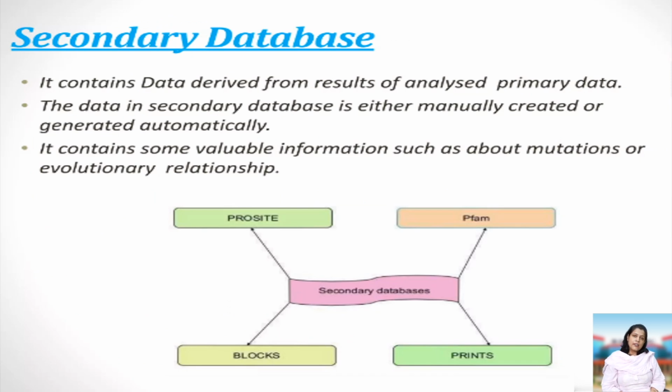Secondary database contains data derived from the result of analyzing the primary data. When we work on primary data, we analyze it accordingly. For example, if I want to analyze SSRs from the nucleotide sequences, I can access the particular data from the primary databases, and then with the help of biological tools, I can find out the SSR, simple sequence repeats, microsatellites, mutations and variations with the help of different types of tools.